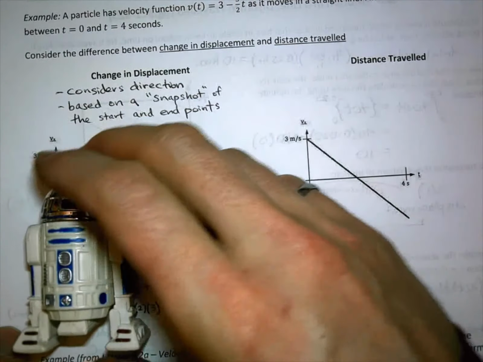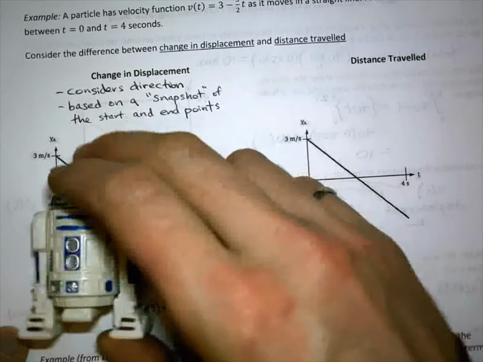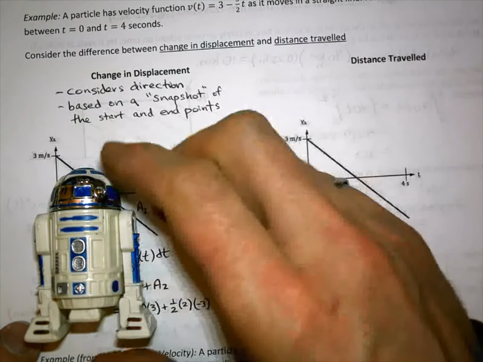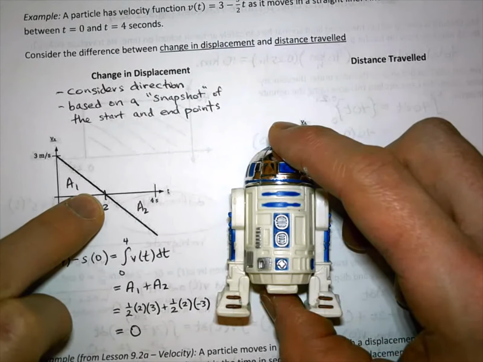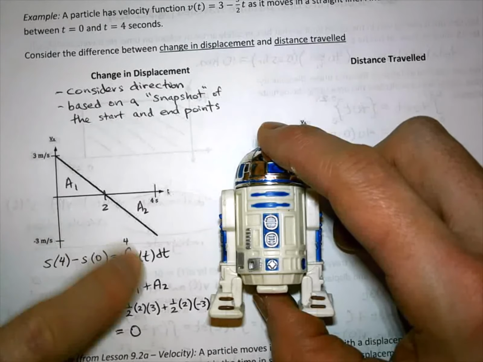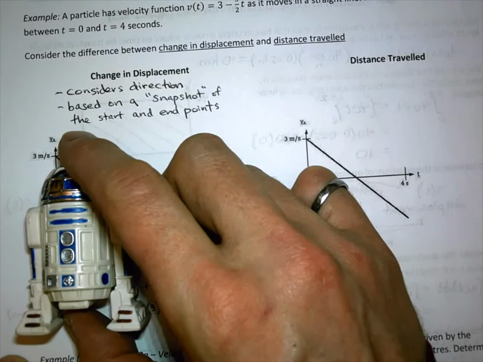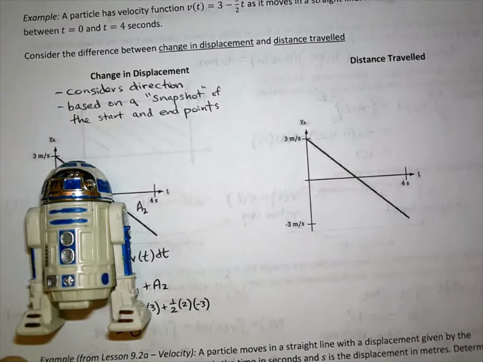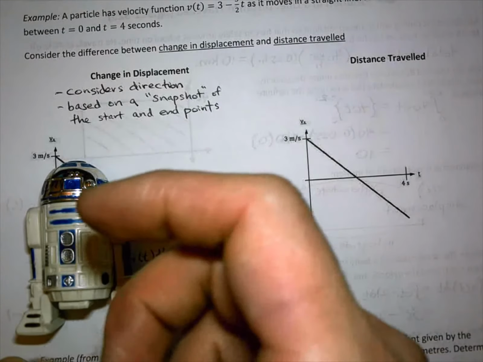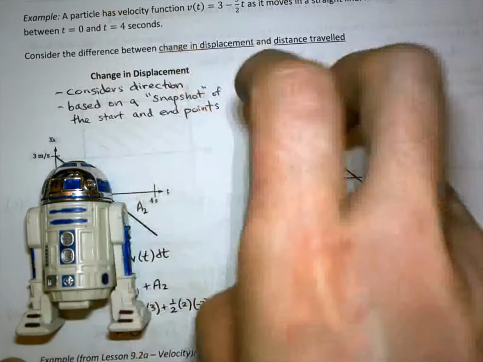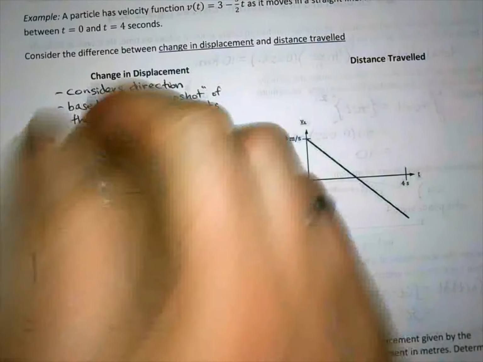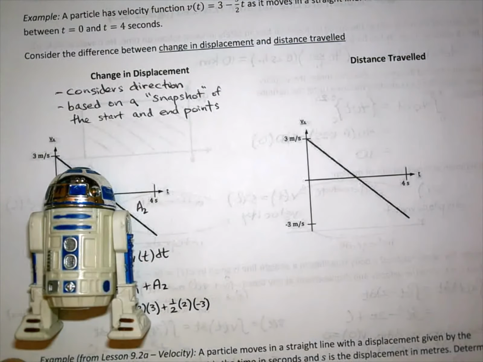So he traveled in a positive direction. He started somewhere. Let's say he started 5 centimeters to the right of the origin. He traveled in a positive direction, then for the next 2 seconds he traveled in a negative direction. His speed is negative. He ends up exactly where he started. So in this case, the change in displacement is 0, right? Because change in displacement considers direction and is based on a snapshot of your start and end points. So he started here, he did a bunch of things, he ended there. That's change in displacement. If you were in a physics class, we would just call this displacement.